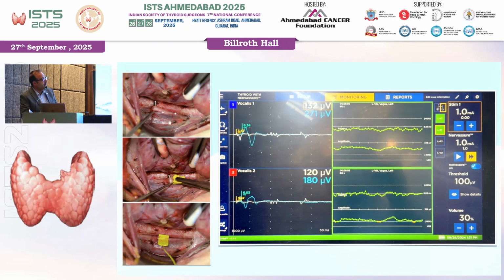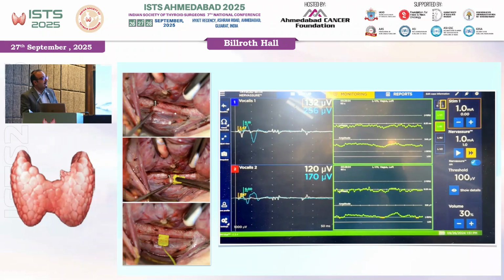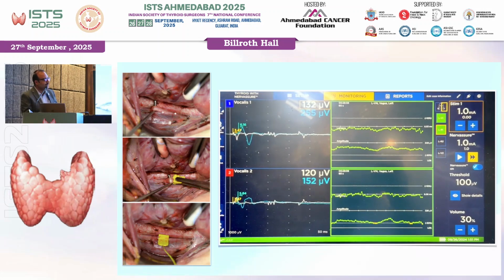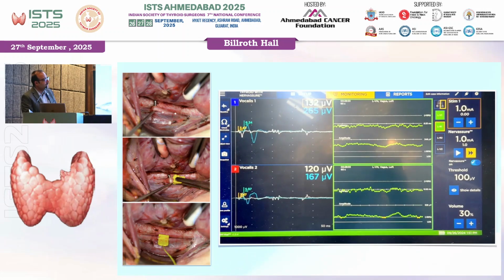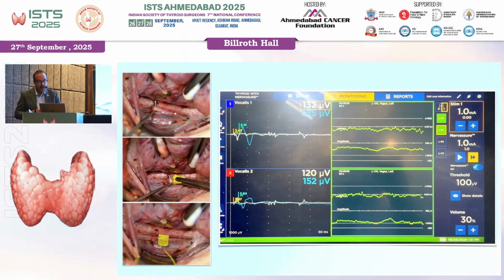So basically what you get on your monitor is two lines, one for the latency, one for the amplitude, and then there is something known as combined events and high risk features. We'll come to that subsequently. But this is basically the monitoring of the recurrent and the vagus that's happening continuously.